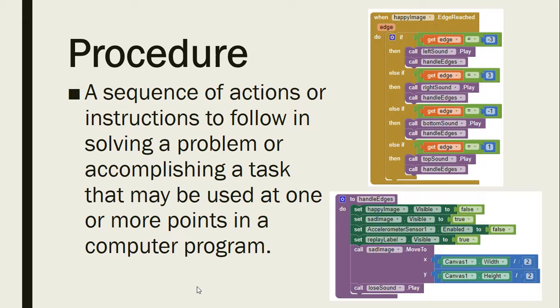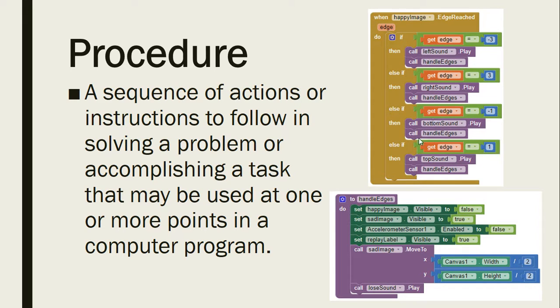So if you remember back to the Happy Accelerometer, we had our little happy sprite, and he was moving around the screen as you tilted the app. And when this sprite hit one of the four edges, so the top, the bottom, the left, or the right, it triggered an event. And you can see in the top picture here, if it hits a certain edge like the left, play the left sound, and then call the handle edges procedure.